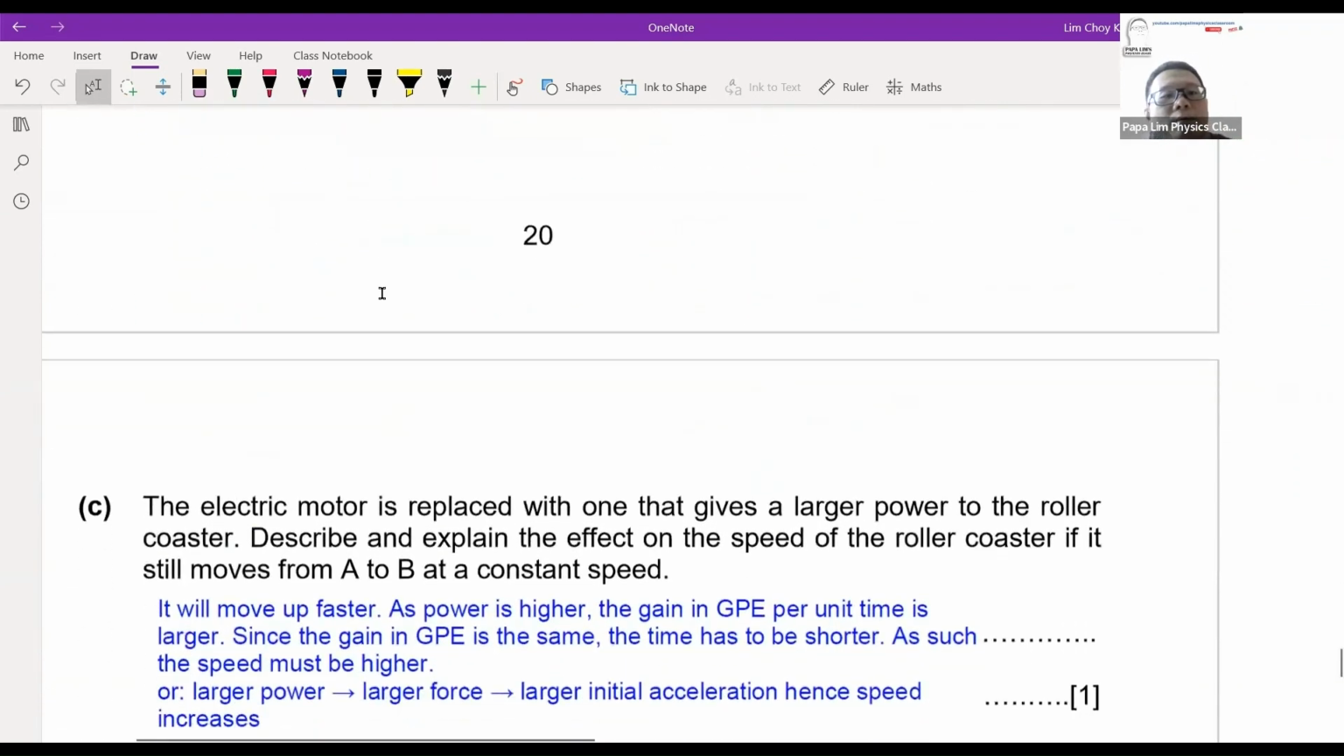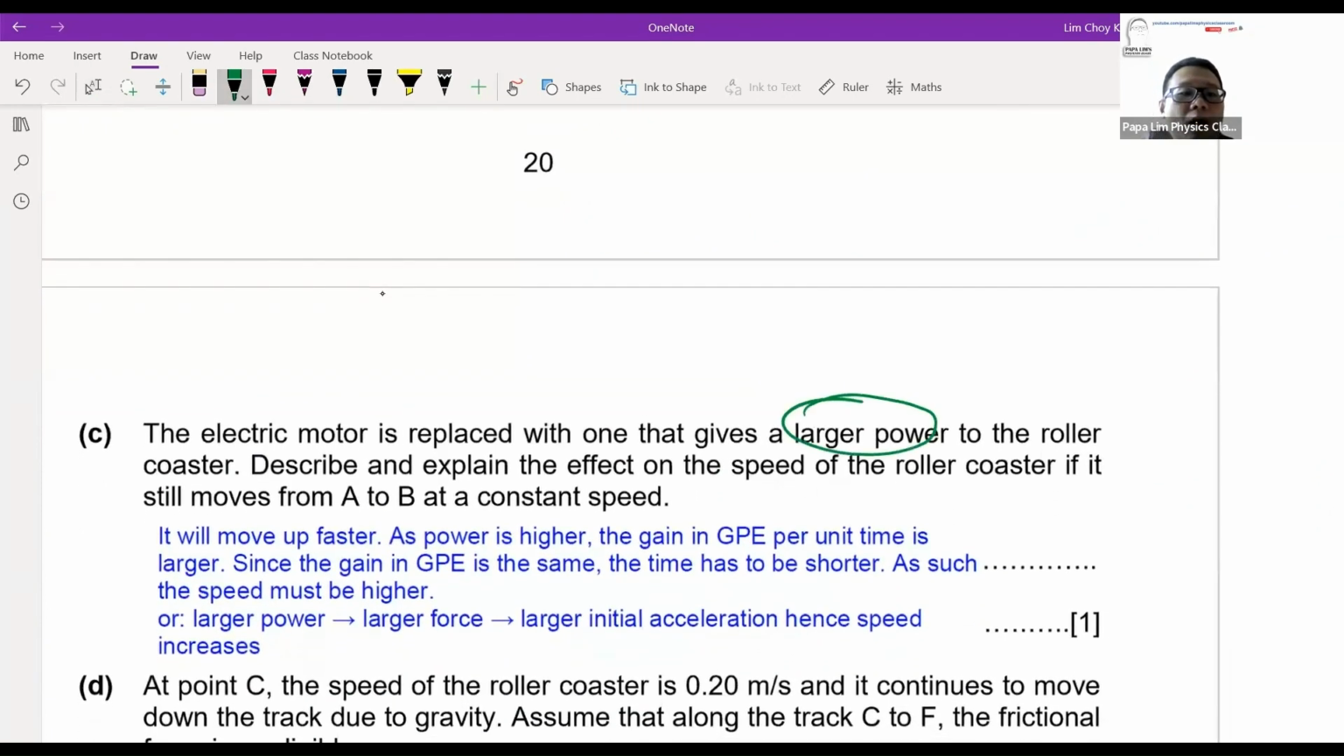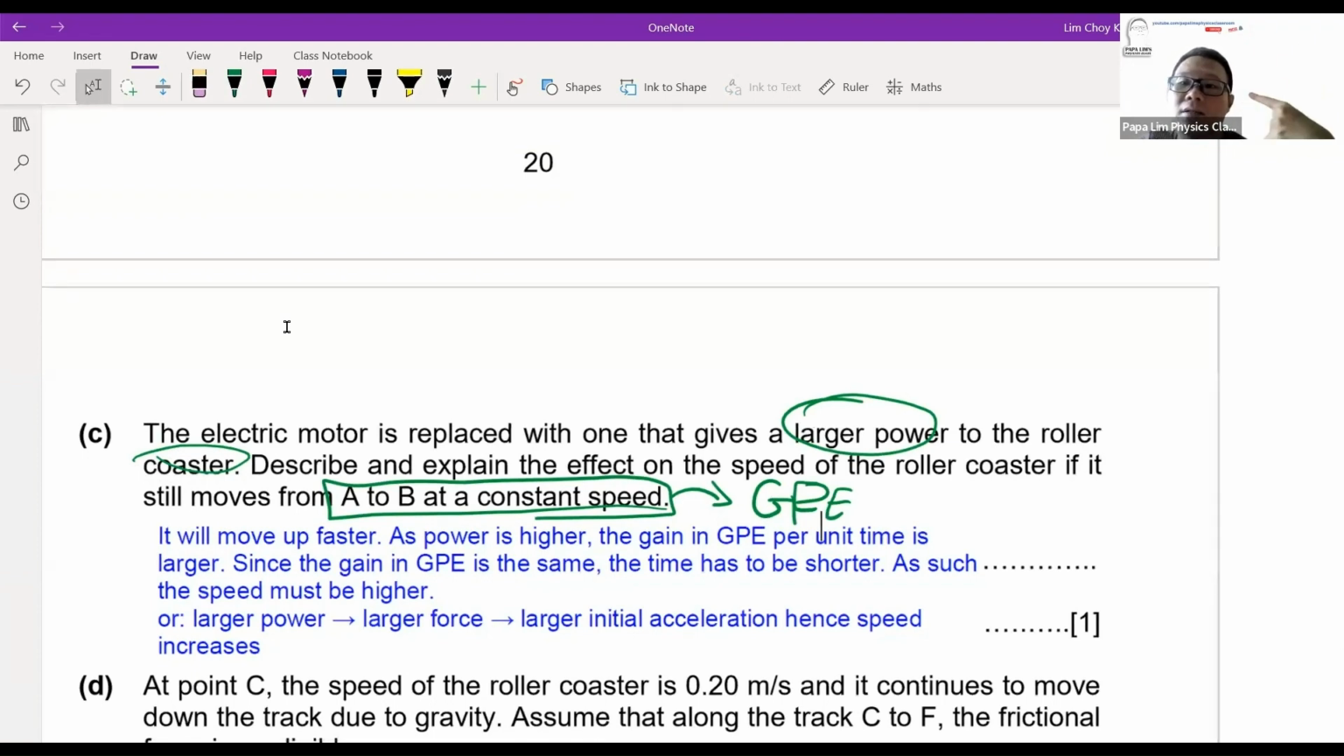Now, the electrical motor is replaced by one with a larger power. Larger power, but they have one more condition, which is that the speed of the AB remains the same, which means the condition is still the same, so the majority of my energy will still be given to potential energy. Although I have a bigger power, the energy I'm using is actually still the same.